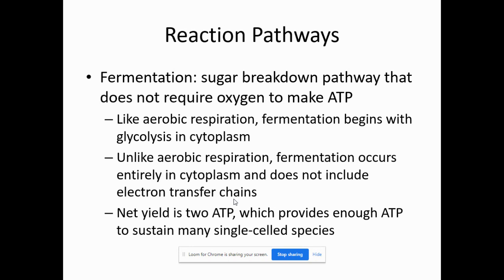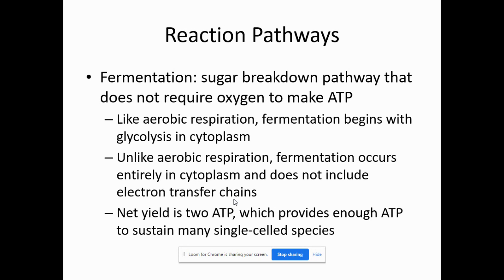All right. It doesn't mean you can't have production of ATP. You just won't have nearly as much, because in the absence of oxygen, it's anaerobic respiration or fermentation. So fermentation is a sugar breakdown pathway that does not require oxygen to make ATP. All right, and so you can still have glycolysis, but you don't have the other two major processes of the Krebs cycle and electron transport chain. You just have glycolysis in the cytoplasm.